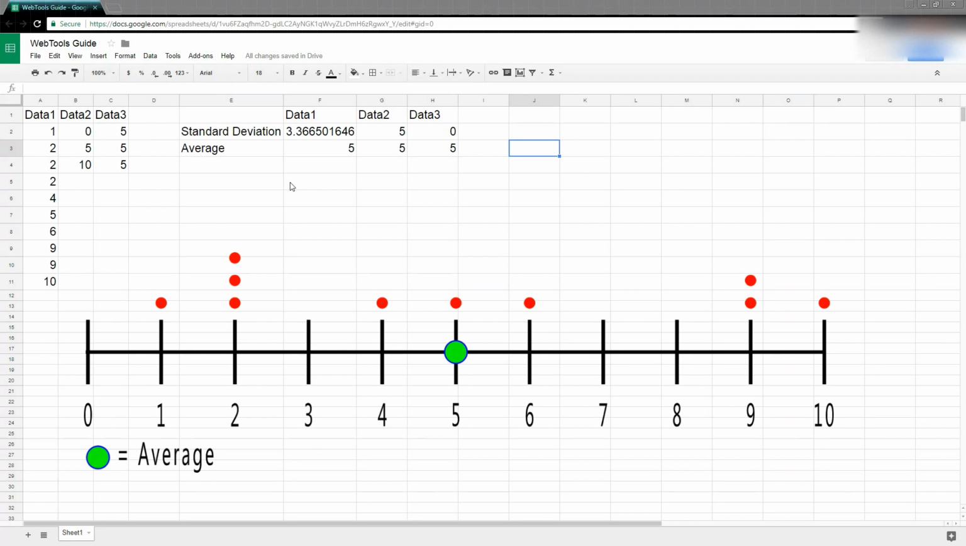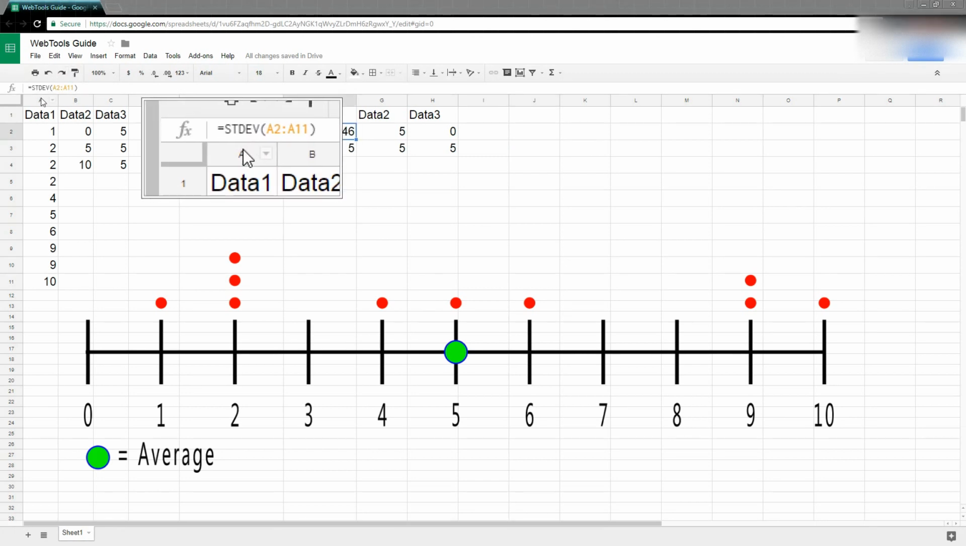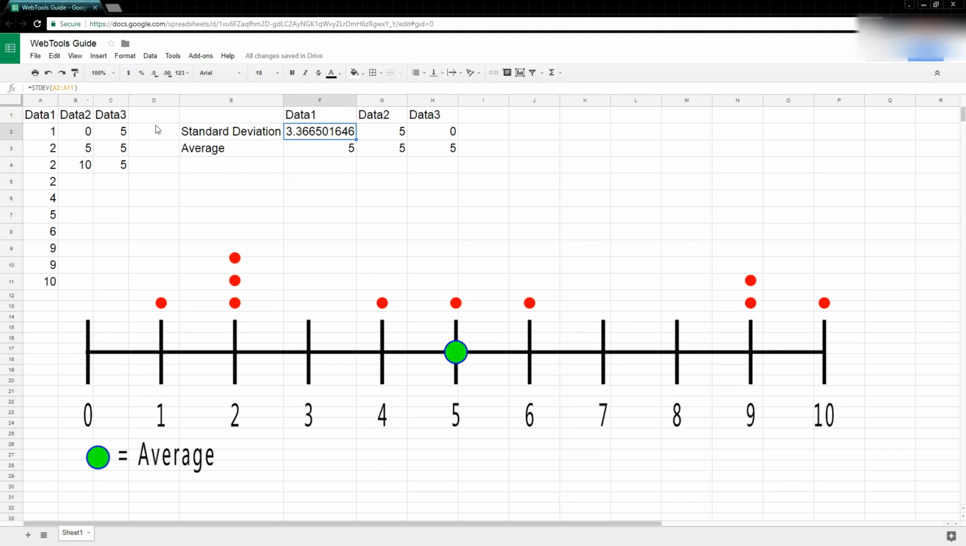However, you don't need to actually be able to calculate it with the formula to understand what it means or what it represents. So just before we start, I'm going to show you exactly what the formula is. It's just equals StDev and then the range that you're wanting to calculate. So over here I have data 1, data 2, and data 3 with the standard deviation and the average of each of these data sets.